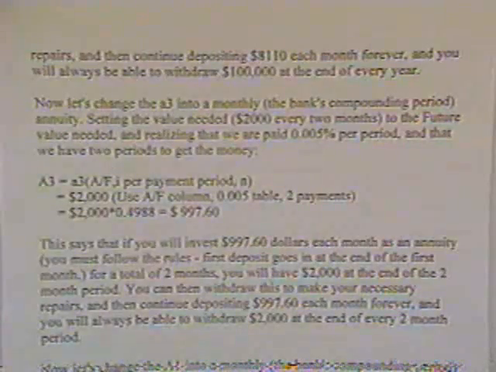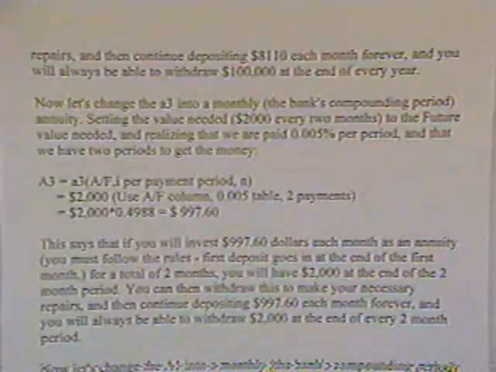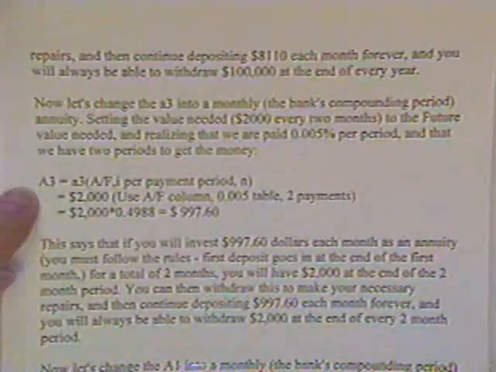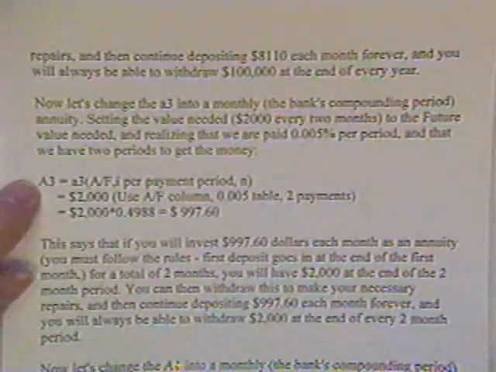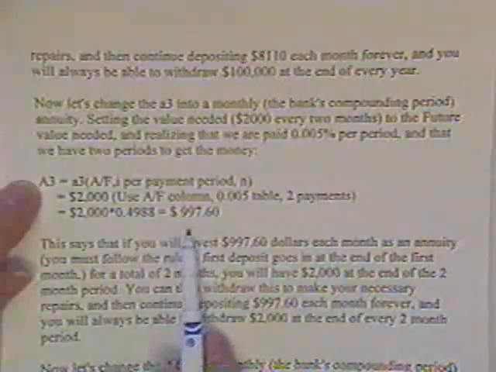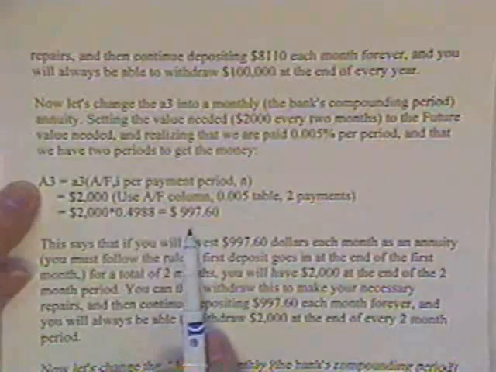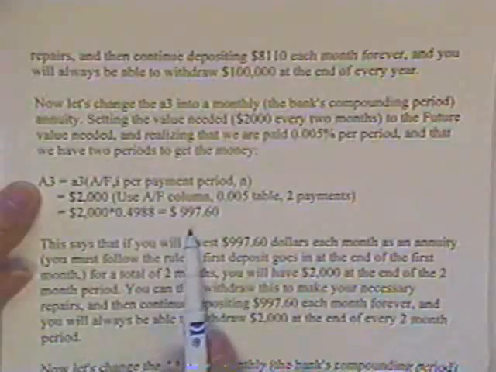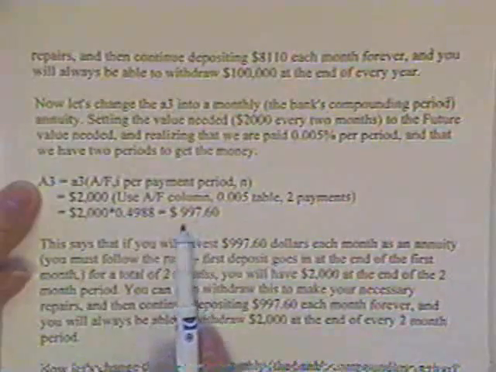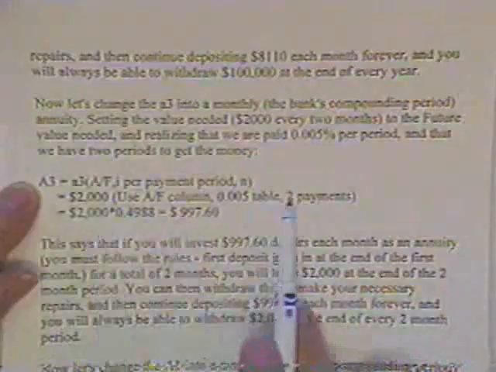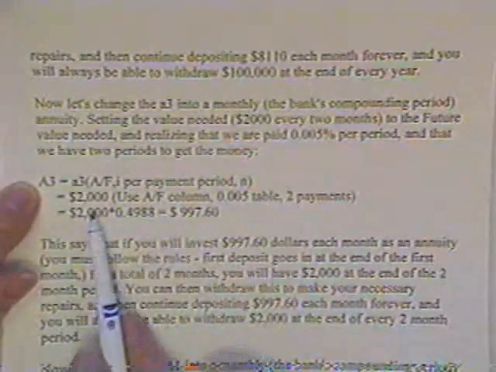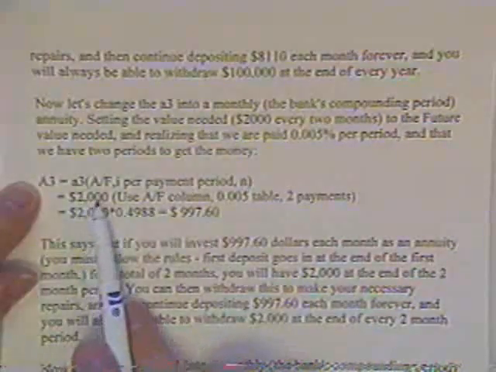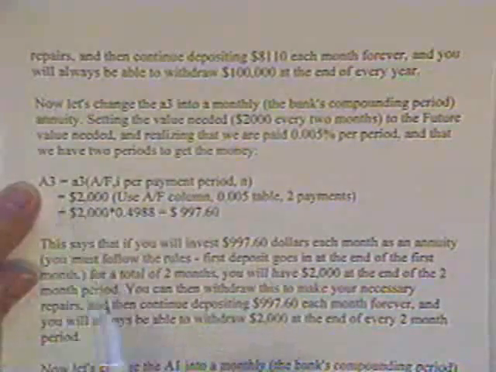Let's see what we were working on here before we change the tapes. We were trying to change the A3, the little guy, the $2,000 every 2 month number, into an annuity. In other words, we asked the bank, hey bank, how much would I have to give you each month in order for you to give me $2,000 at the end of 2 months? And we do that by pretending that the A3 is a necessary future value.